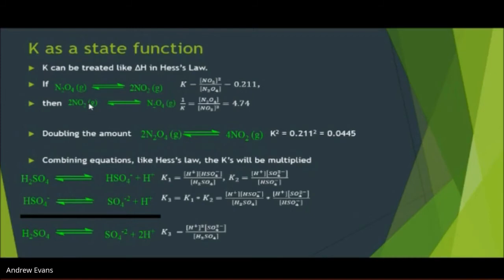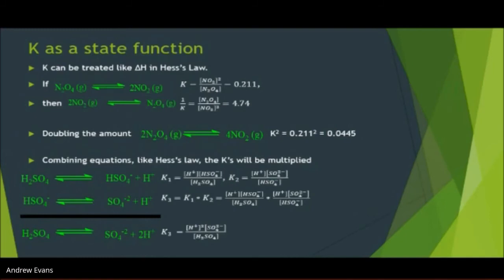If I write the reverse reaction, what happens? Well, I'm still going to have products over reactants. Now my previous reactant is a product, and my previous product is a reactant. So what have I done? I've just flip-flopped my equation. To get the reverse reaction, I take 1 divided by our previous K, because it doesn't matter how we do it. We're just looking at products over reactants. So if it was 0.211 before, it's 4.74 the other way.